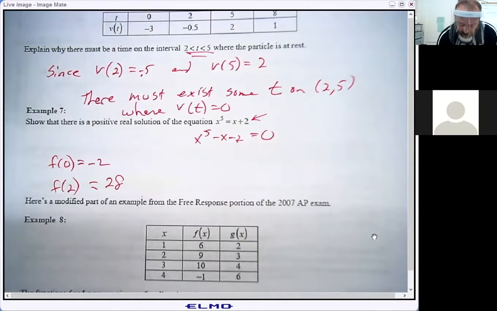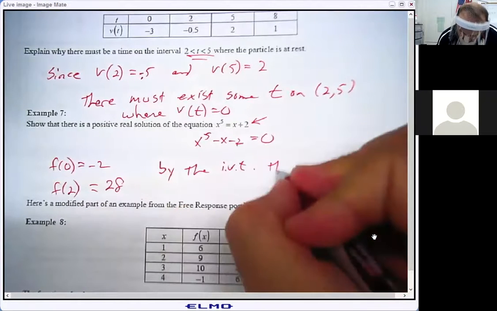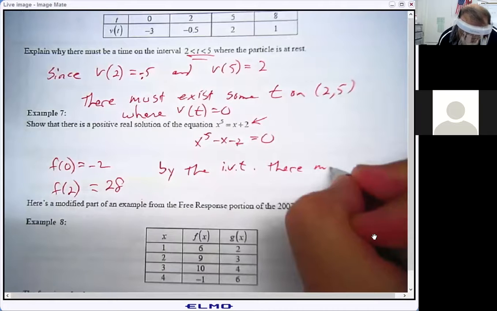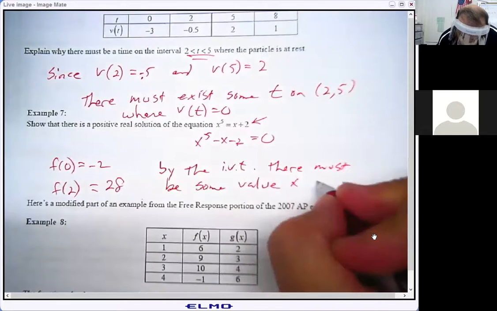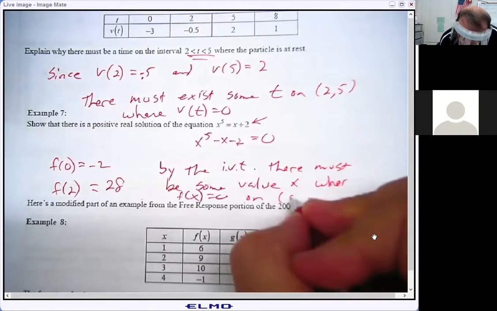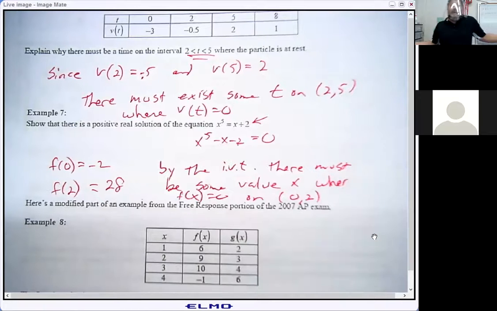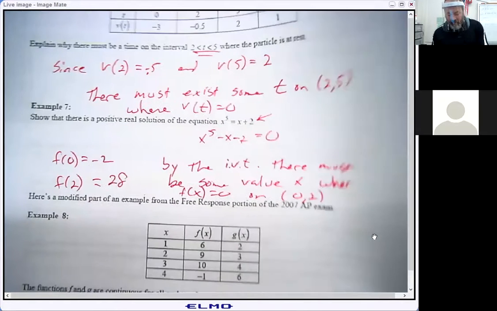Oh, okay. So by the intermediate value theorem, there must be some value x where f of x equals 0 on the interval from 0 to 2. Now, it could have been a different interval. I might have made it a little bit wider. What if I tried the number 1? By the way, 1 also gives me negative 2. So I could have used that as my starting value either. I just needed a little bit of something here.